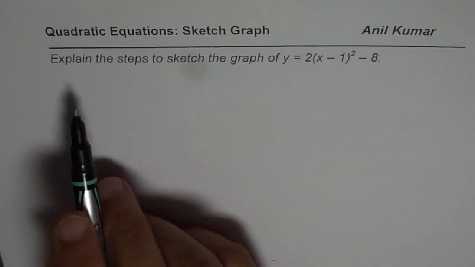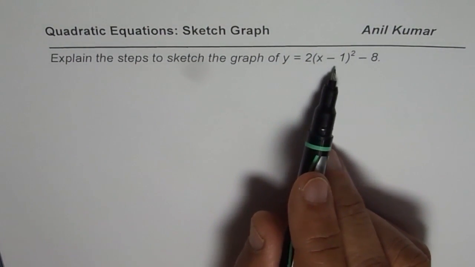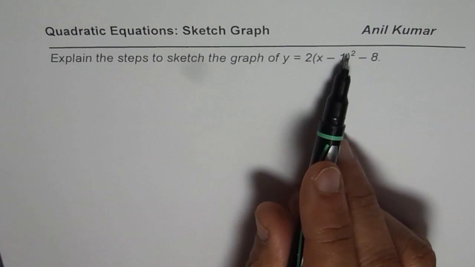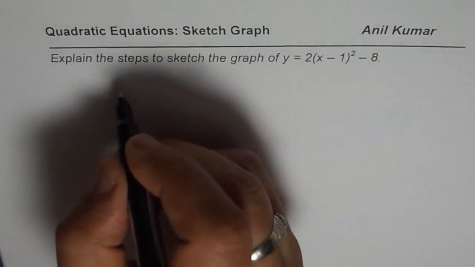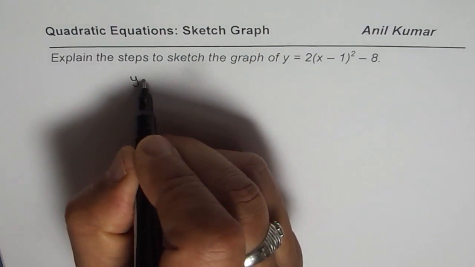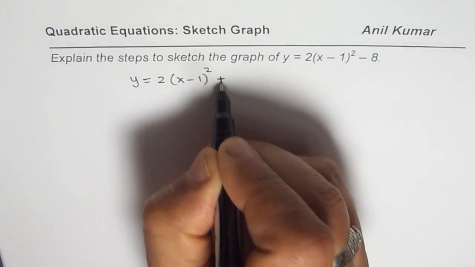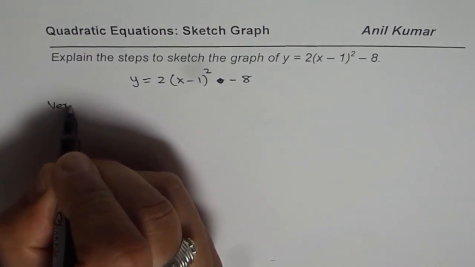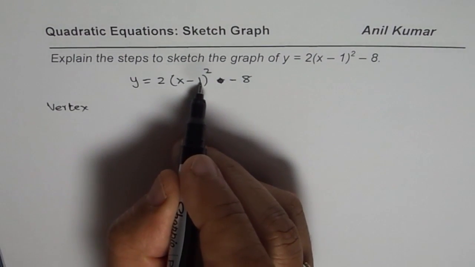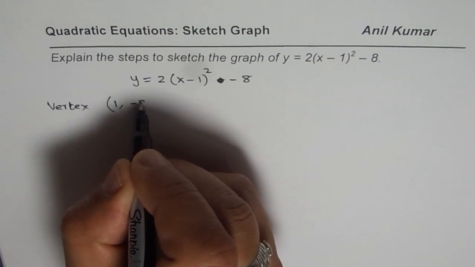The question is, explain the steps to sketch the graph of y equals 2 times (x minus 1) whole squared minus 8. Now whenever you are given an equation in the vertex form, you get a lot of information about the graph itself. So let us write down the equation to begin with. y equals 2 times (x minus 1) whole squared minus 8, right? So from here we know what the vertex is. Vertex is (1, minus 8), right? So the vertex is (1, minus 8).